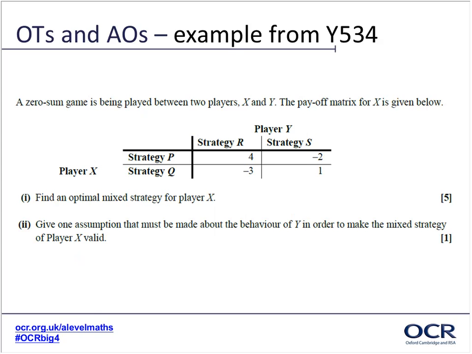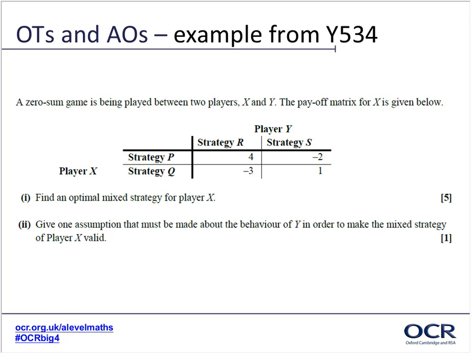Here's a nice example from the discrete mathematics. So this is game theory, and maybe for many of you, game theory is not something you've thought about before. So just briefly, this table gives us 2 players, player X on the left and player Y at the top, each of whom have 2 strategies that they might play. And this table shows payoff for X. And because this is a zero-sum game, whatever X wins, Y loses. So if X plays P and Y plays R, X will win 4 points, as it were, and Y will lose 4 points.